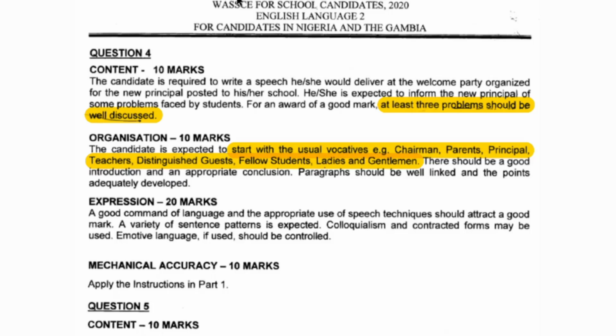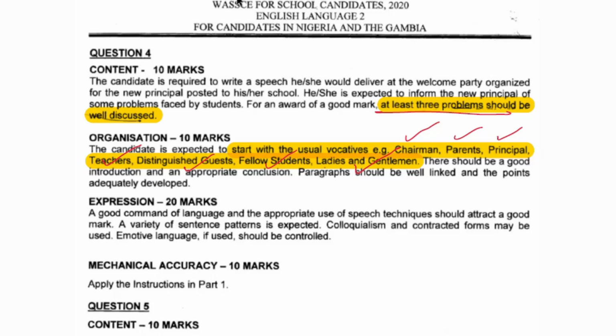So now look at this. We are told that for an award of a good mark, you should raise at least 3 points to discuss with the principal on the issues that are facing the students. Since it is a speech, you need to start with the usual vocatives like the chairman, the parent, the principal, teachers, distinguished guests, fellow students, ladies and gentlemen. That is taking a scenario in which you're presenting to the parents, the teachers, the students, everybody that have been invited to welcome the new principal to your school. So this should be featured appropriately.